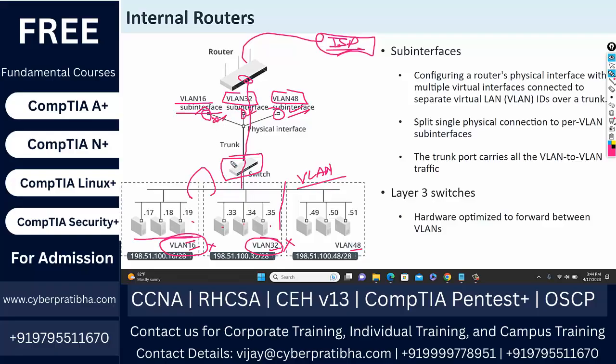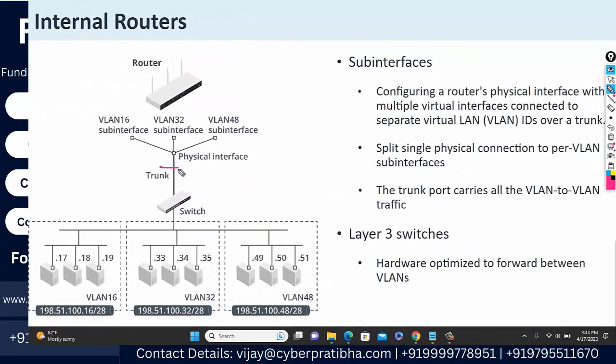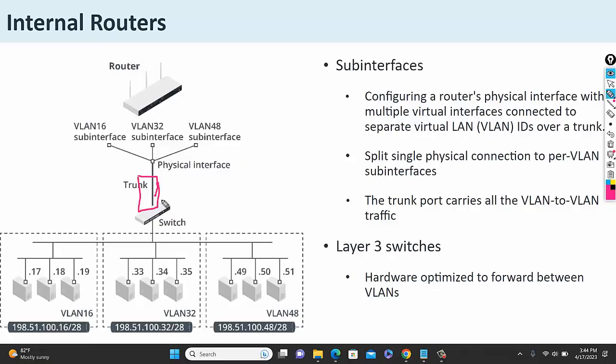Okay, so these types of sub interfaces are used, and the one interface which is carrying all the VLAN data is known as a trunk port. What a trunk port is, and how we can use and configure it, we will discuss later. But right now just understand that the sub interface can be used to make the communication between the different VLANs. That's it.